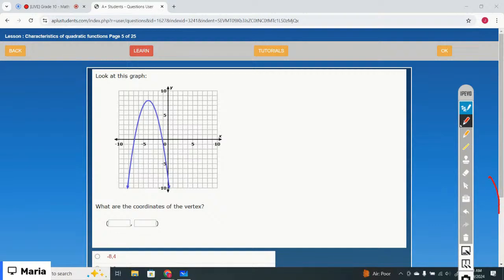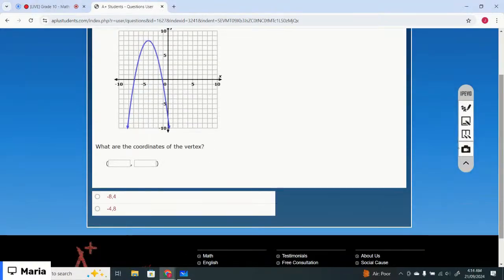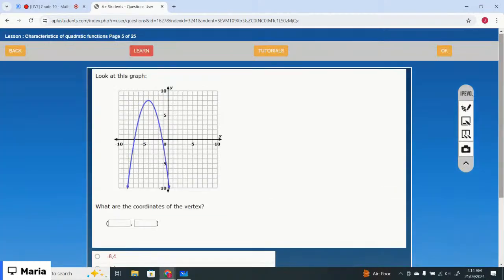The coordinates are -4 and 8. The x coordinate is -4 and the y is 8. Option number 2 is the correct option. Got it? Okay, you can complete the lesson by yourself later today. Let me move on to the next lesson.